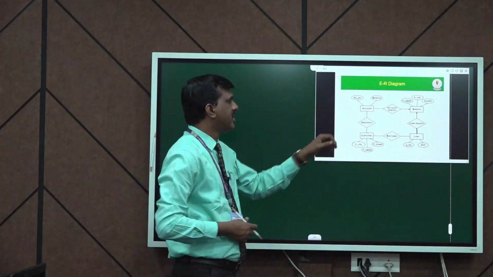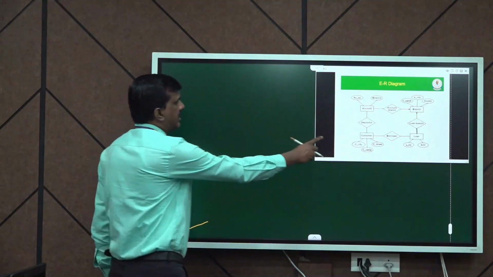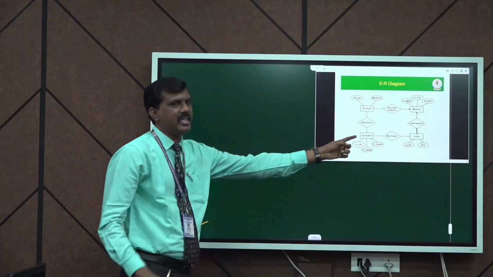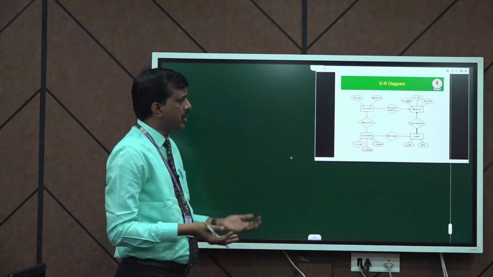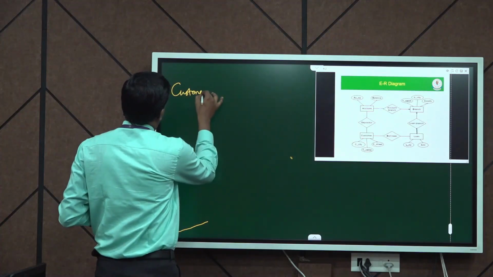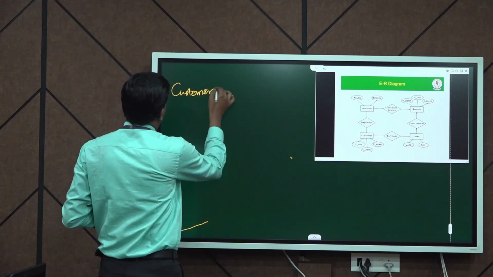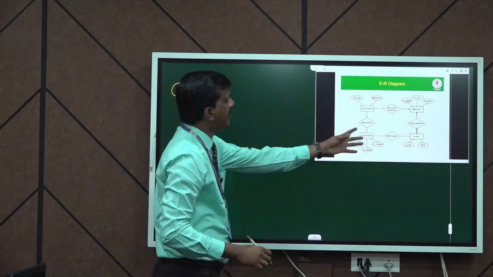So, first we consider this part, customer and account. First, customer. This entity is converted into a relation, that is, a table. So, first customer, in which we have 3 attributes.